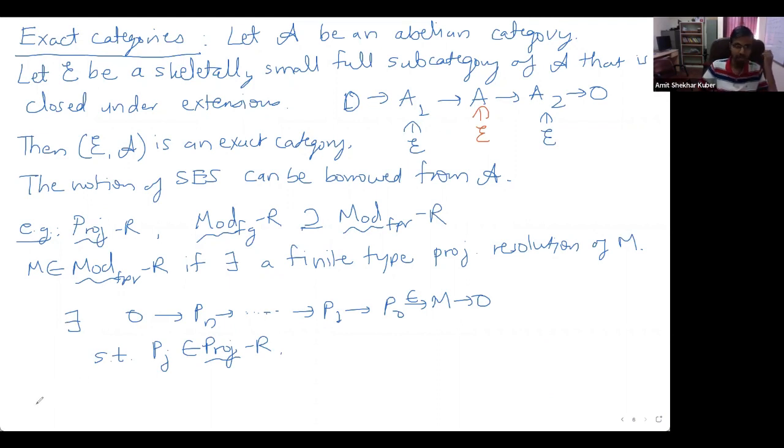So for example, I don't want to say for example, but I think maybe I should continue with more definitions. Then of course, free modules, they are also closed under extensions. Free finitely generated modules, of course, we want it to be a skeletally small category, so that's why it's important to just consider finitely generated.